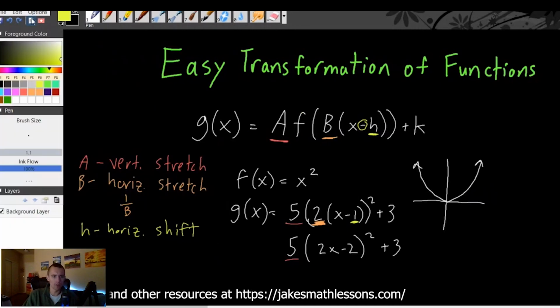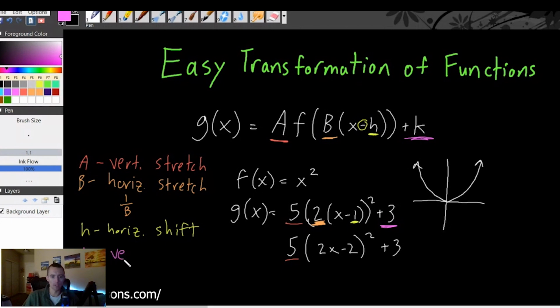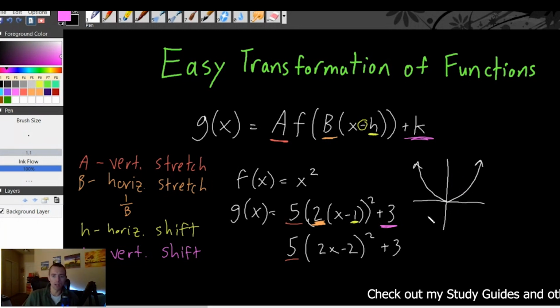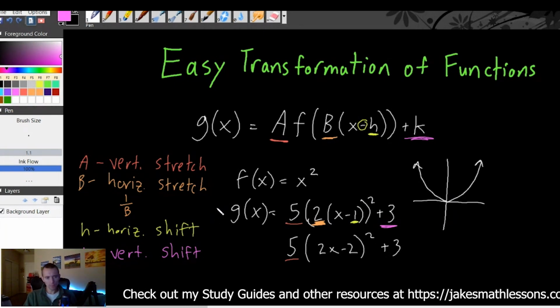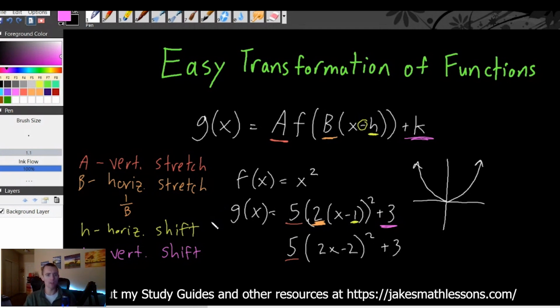And then the final transformation that you're going to run into a lot is this k out here. This tells you your vertical shifting, so how many units you're going to move up or down. Now with the vertical shift, when you have a +3 out here, a plus number, you're going to move that many units up. When you have a negative number, so if this were to say -3, for example, we would move 3 units down.